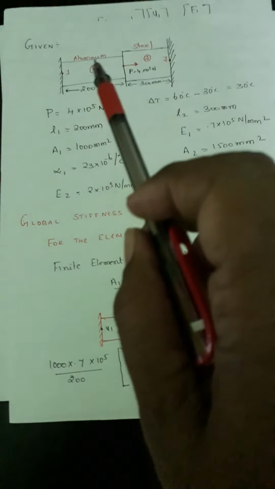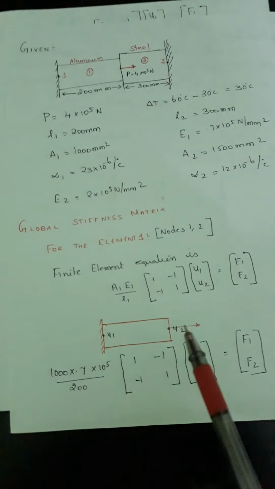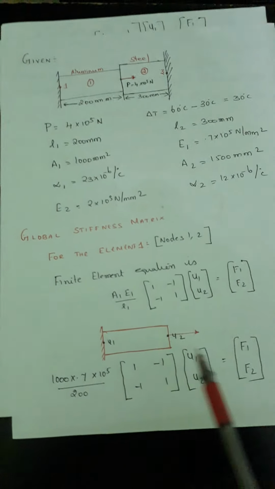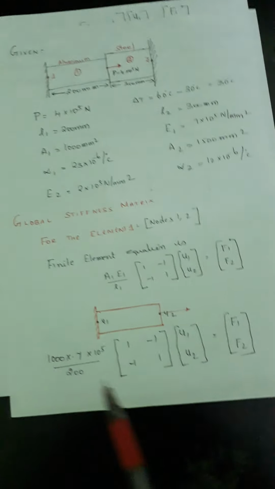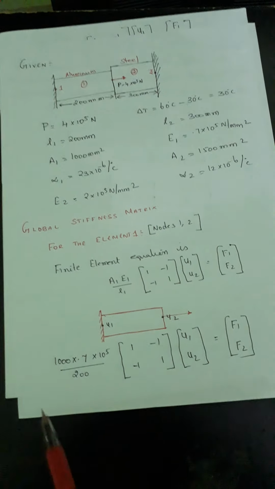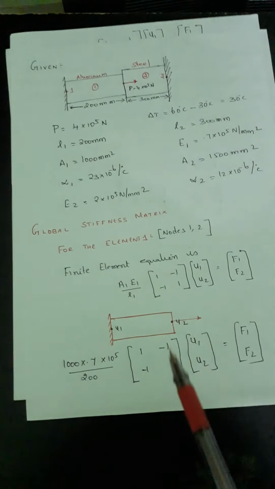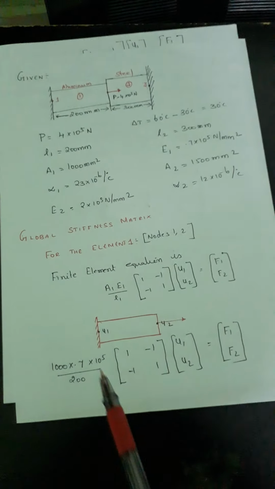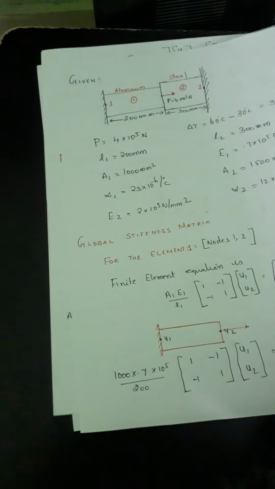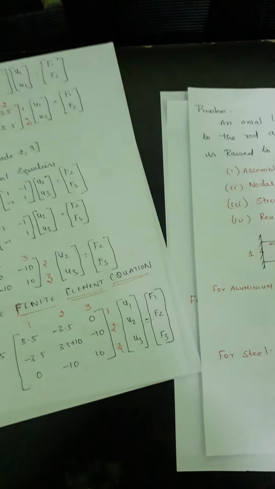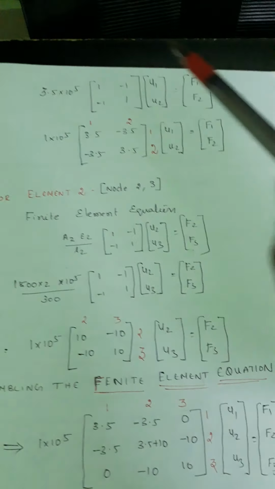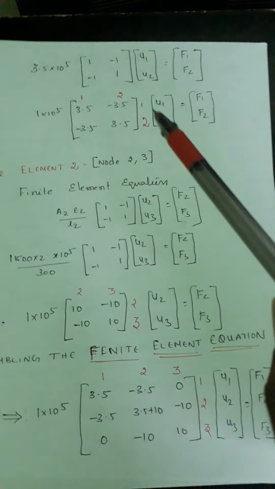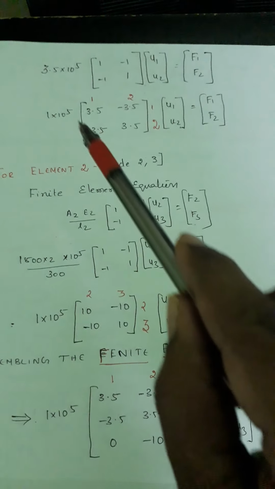And this is the problem. For the finite element, node 1, this element I have taken, this is the force that is being applied. I applied the finite element equation, first for element 1, to find out the global stiffness matrix. This is the local stiffness matrix you will be getting. I have applied every value here in the element. Nodes 1 and 2 are there, so I wrote 1 and 2, and I got the local stiffness matrix for element 1.